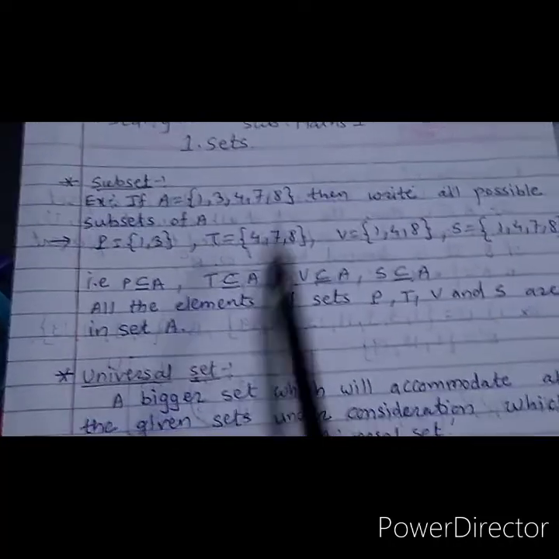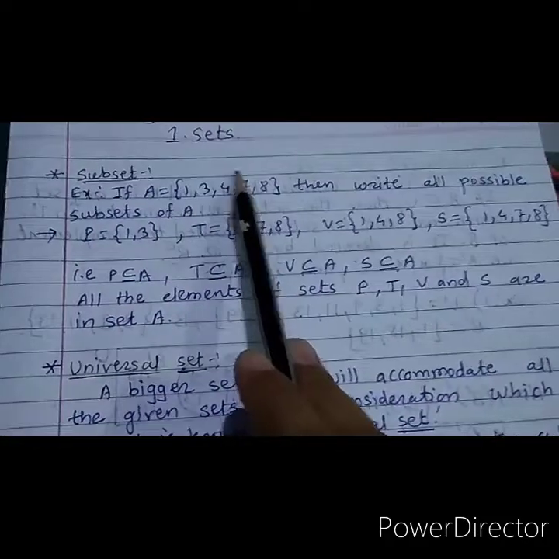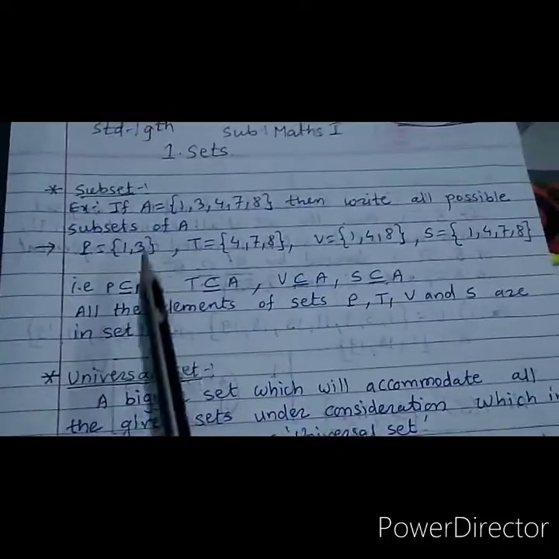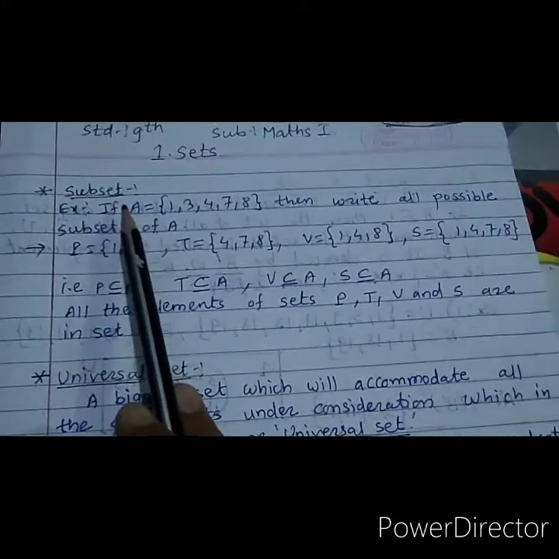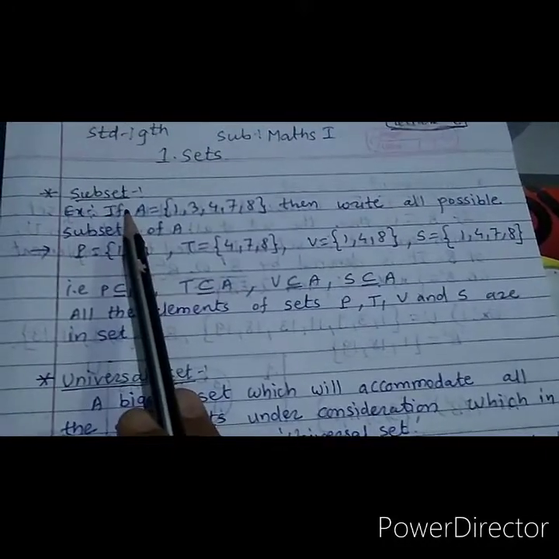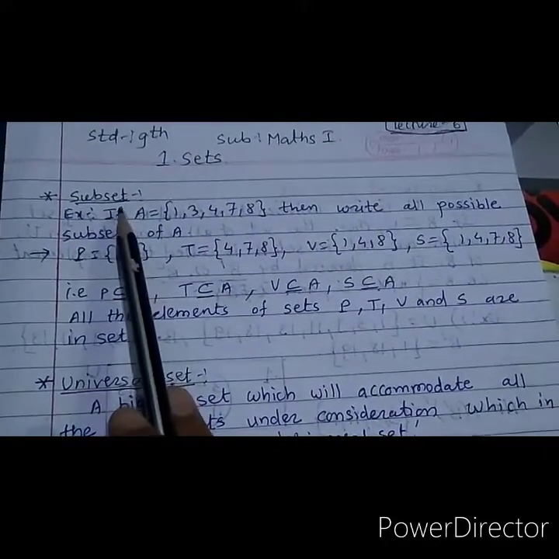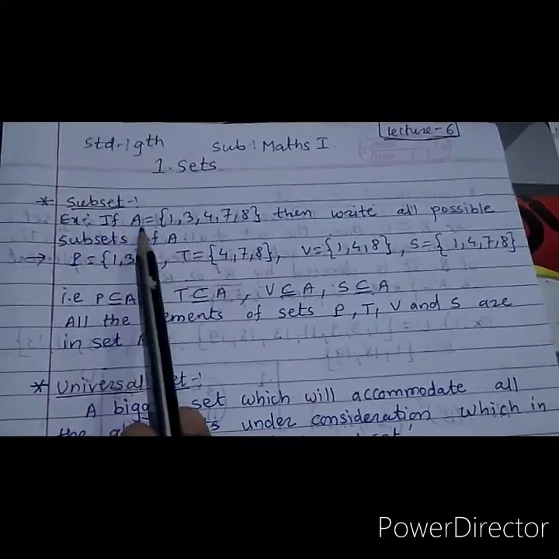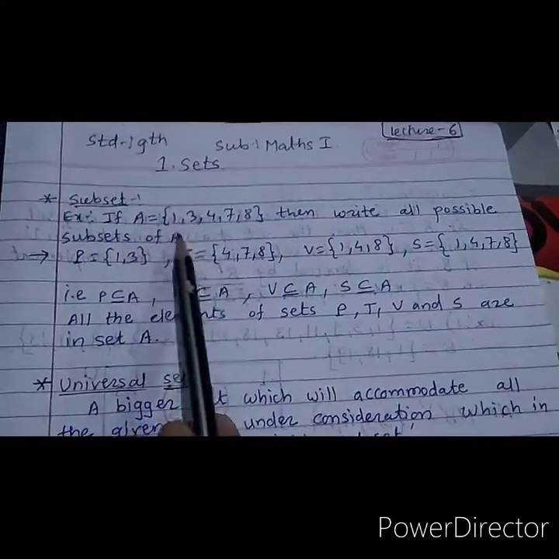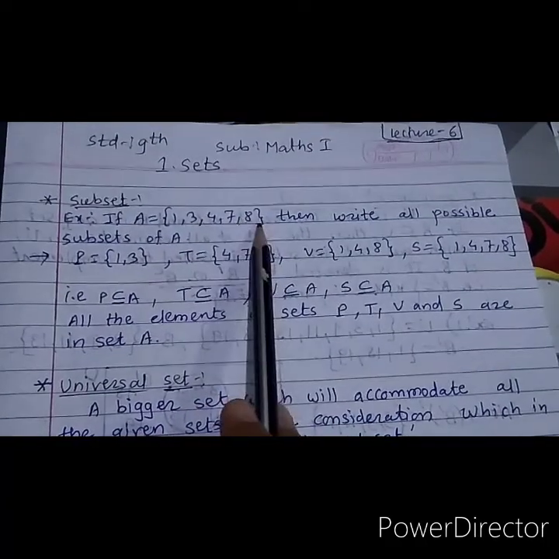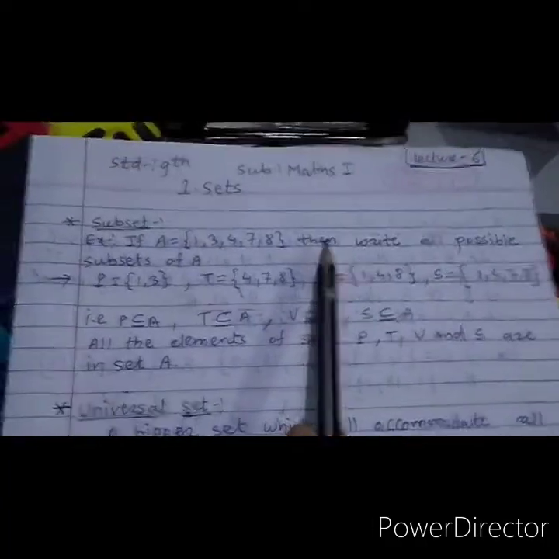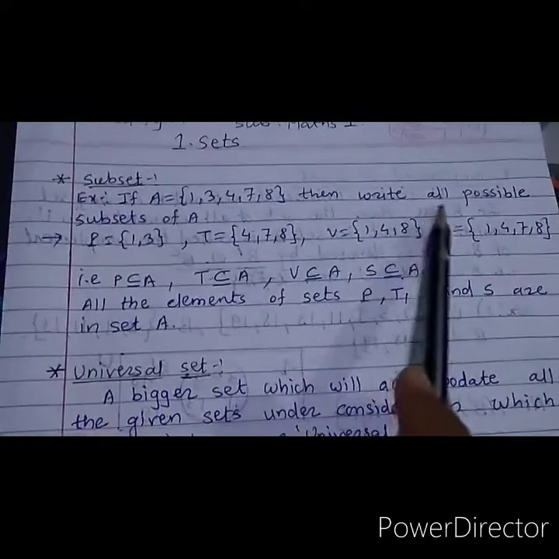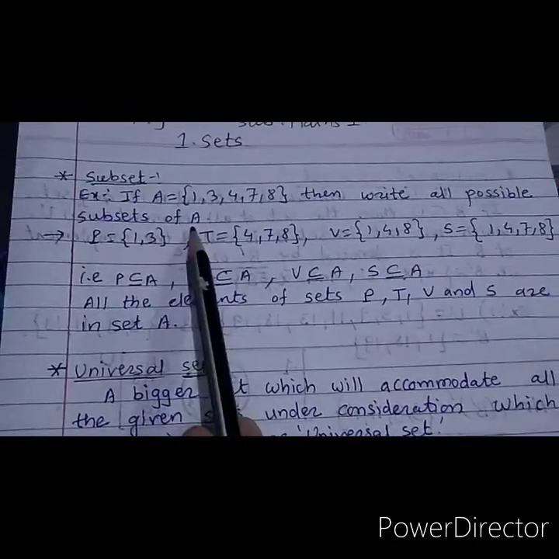Let us see lesson number 1, sets. In the previous video, we have seen Venn diagrams and subset and its definition. Now let us see an example of subset. Example: if A is equal to {1, 3, 4, 7, 8}, then write all possible subsets of A.